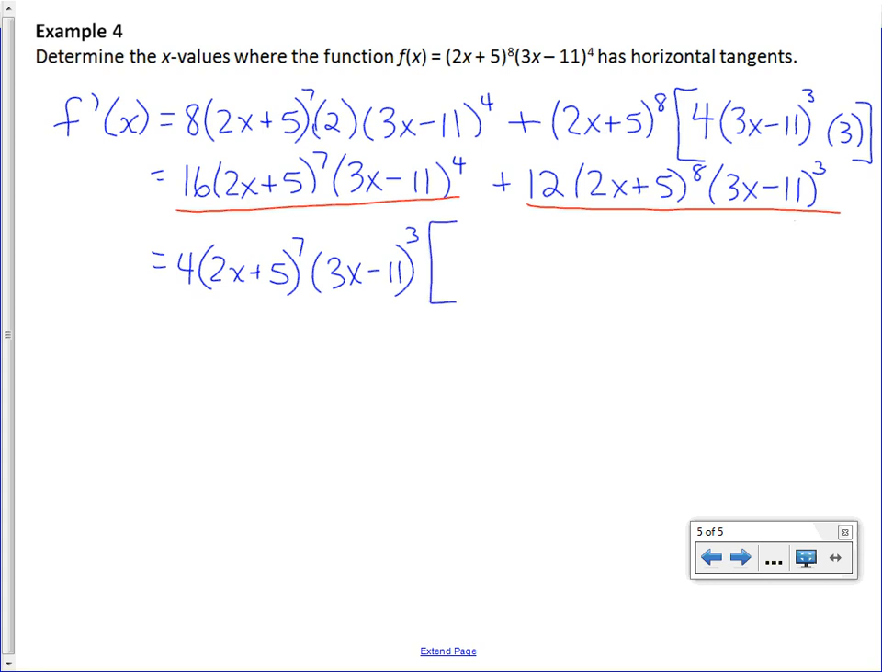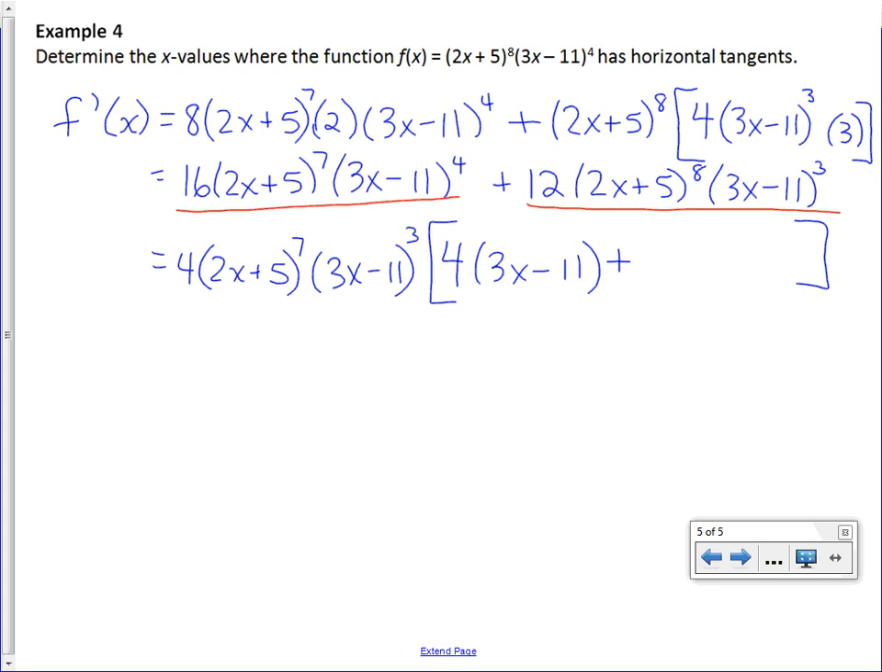Now we need the leftovers. Whatever didn't get taken out, you need to put in place. That's your template. There's going to be a part left over before the plus sign and a part left over after the plus sign. Before the plus sign, there was 16, you took out 4, the leftover piece will be 16 divided by 4, 4. 2x plus 5 to the 7, we took out 2x plus 5 to the 7, so don't worry about that. 3x minus 11 to the 4, 3x minus 11 to the 3. One of those got left over, right? So there's a 3x minus 11 here.